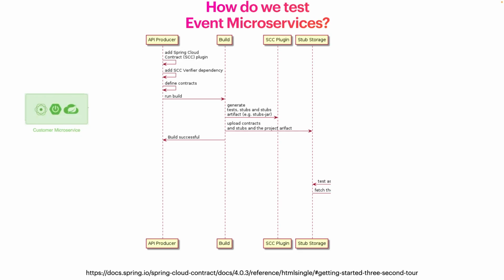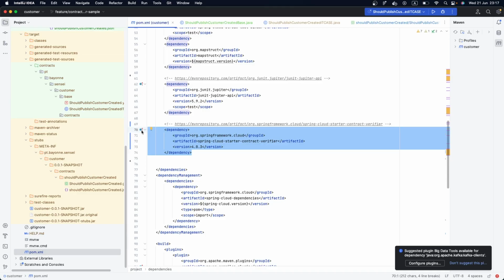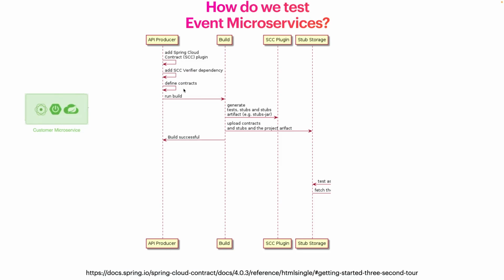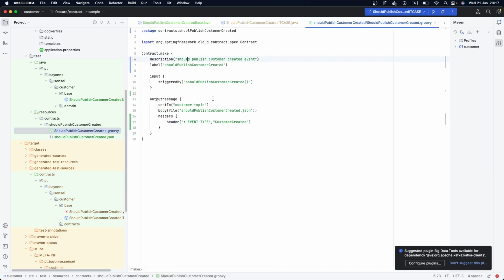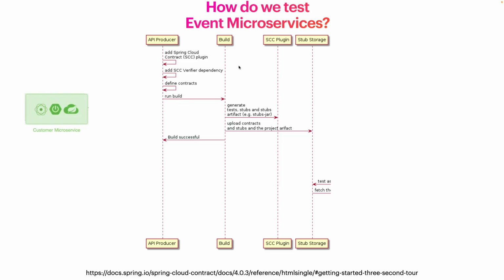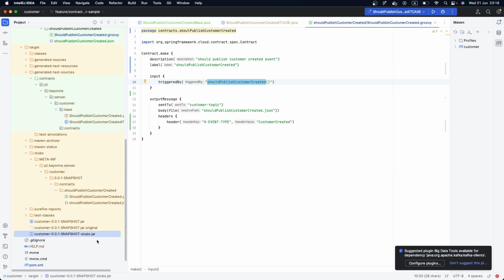So guys, as you can see, Spring Cloud Contract is very simple to implement. We have done it with a few steps. The first step was adding the Spring Cloud Contract Maven plugin, as we can see here. Then we added the Spring Cloud Contract verifier dependency. The next step was defining our contract. Then we ran the build. Once we ran the build, Spring Cloud Contract generated our test and our stubs. And the stub was packaged as a jar, as we can see here. This is the stub as a jar.